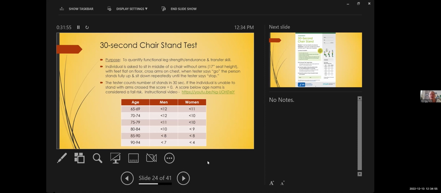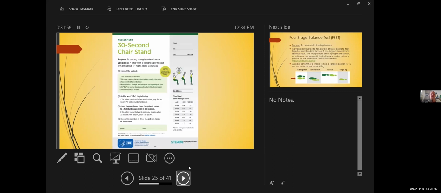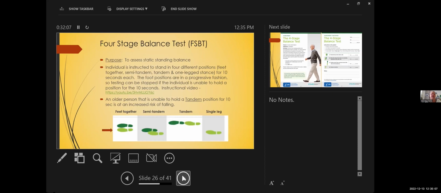So we'll talk about how Mrs. Parker performs on these. Again, the CDC has the assessment, it has the norms on it, and it has the instructions for the patients. The 4-stage balance test: start with the feet together and see if they can stand for 10 seconds. Semi-tandem, the heel of one foot is at the arch of the other foot. Tandem, one foot in front of the other, and single limb stance. The CDC says that a person should be able to stand in the tandem position for 10 seconds.